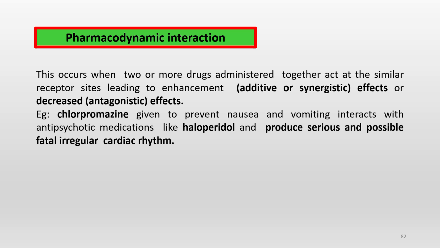Antagonistic effect. Example, chlorpromazine, given to prevent nausea and vomiting, interacts with antipsychotic medication like haloperidol and can produce a serious and possibly fatal irregular cardiac rhythm.